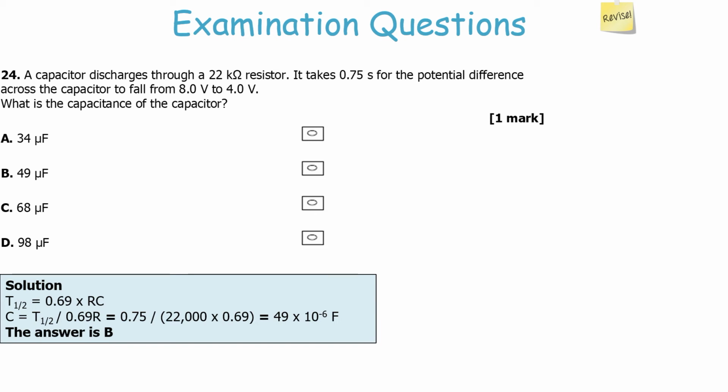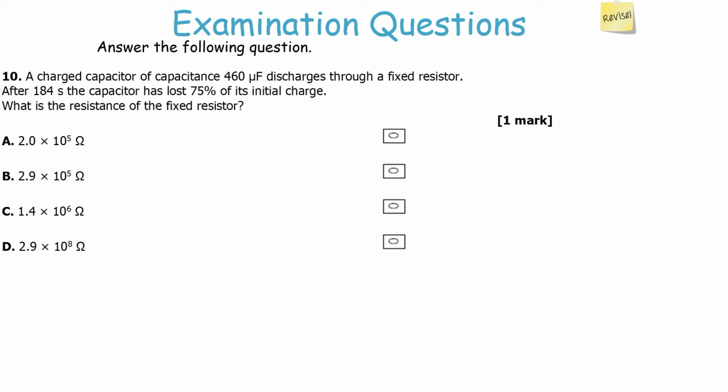Pop our numbers through into that. Remember, we're changing 22 kilo ohms into 22,000. Therefore we pop our numbers through and we get 49 times 10 to the minus 6 farads. The answer is B. Next question.